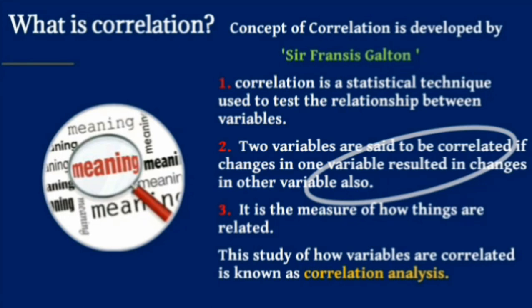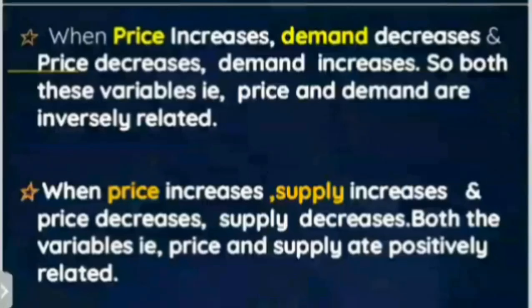The first one, the concept of correlation was developed by Sir Francis Galton. Then, correlation is a statistical technique used to test the relationship between the variables. Then, two variables are said to be correlated if changes in one variable result in changes in the other variable also. Next one, it is the measure of how things are related. And last, the study of how variables are correlated is known as correlation analysis. So simply speaking, correlation means the association between the variables, and the analysis of such an association using various statistical techniques is known as correlation analysis.